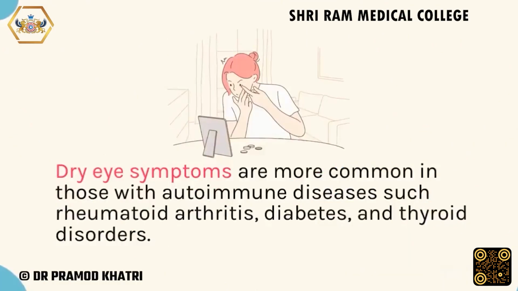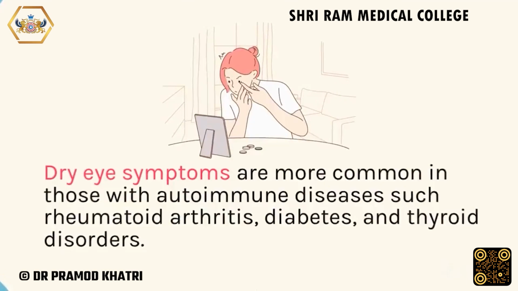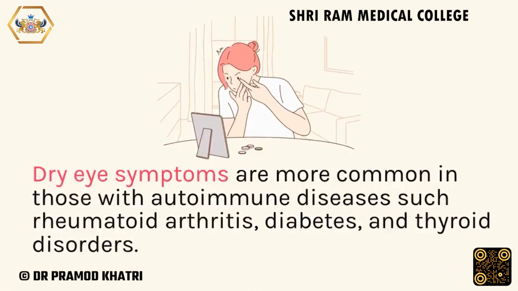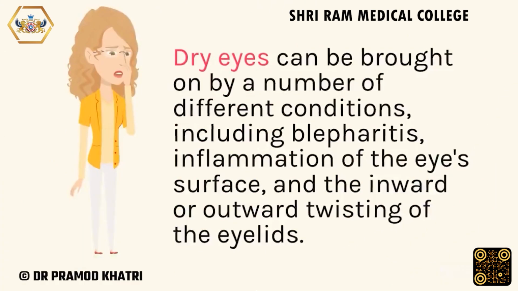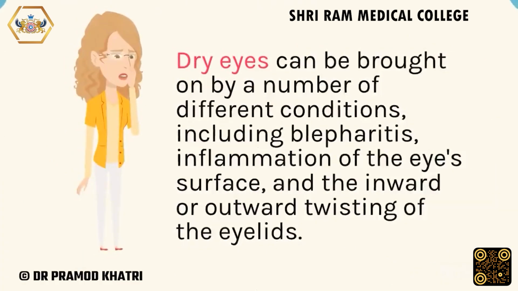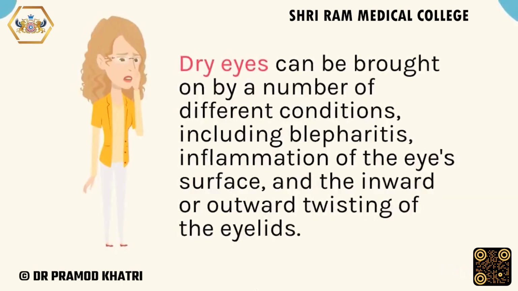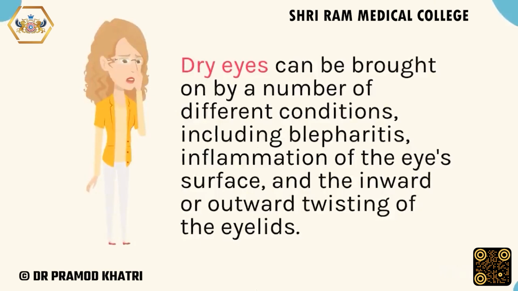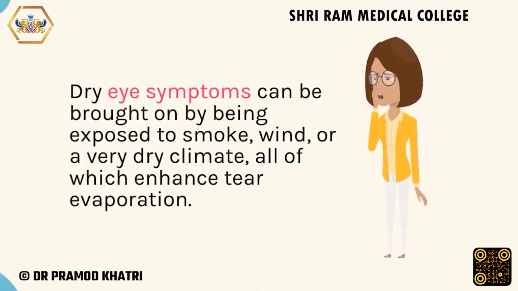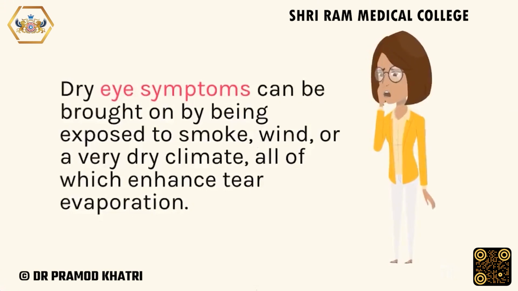Dry eye symptoms are more common in those with autoimmune diseases such as rheumatoid arthritis, diabetes, and thyroid disorders. Dry eyes can be brought on by a number of different conditions, including blepharitis, inflammation of the eye's surface, and the inward or outward twisting of the eyelids. Dry eye symptoms can be brought on by being exposed to smoke, wind, or a very dry climate, all of which enhance tear evaporation.